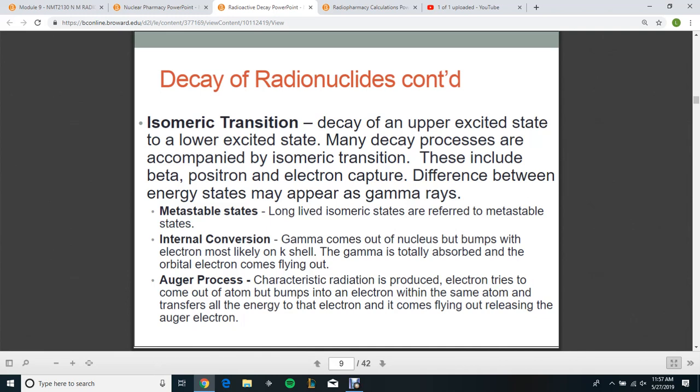Internal conversion. A gamma comes out of the nucleus but bumps into an electron, most likely on the K shell. The gamma is totally absorbed and the orbital electron comes flying out.